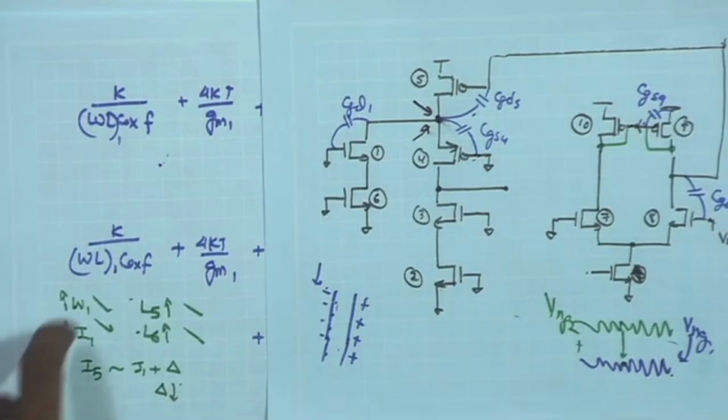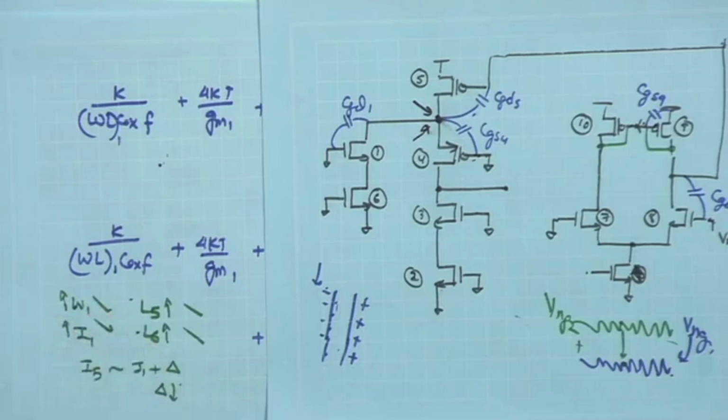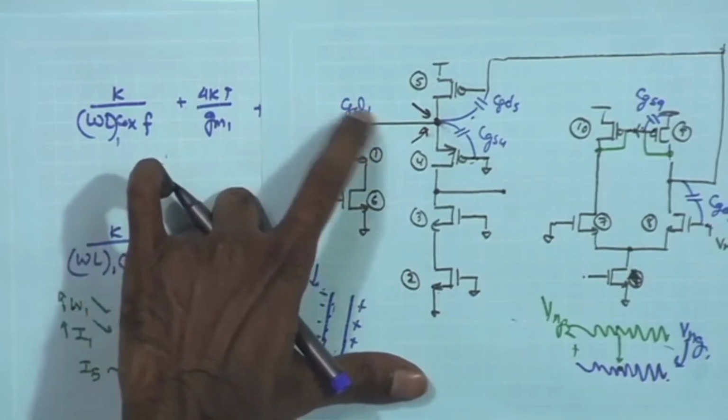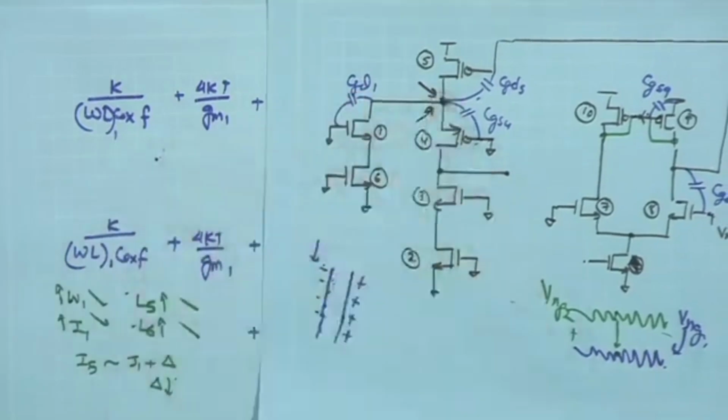And one of the important factors that we mentioned in the beginning, I need good GM for minimizing the noise, and for that I need large W by L or W1 of M1. Therefore, a large W1 of M1 is definitely going to make the CGD1 dominant. It is going to increase the CGD1, which is going to contribute to this pole.